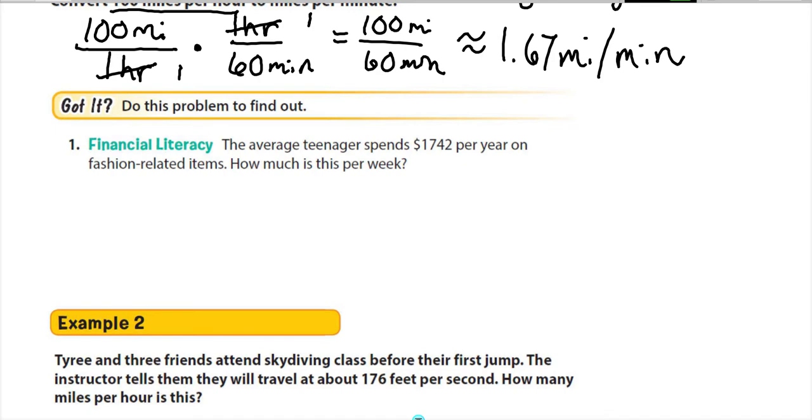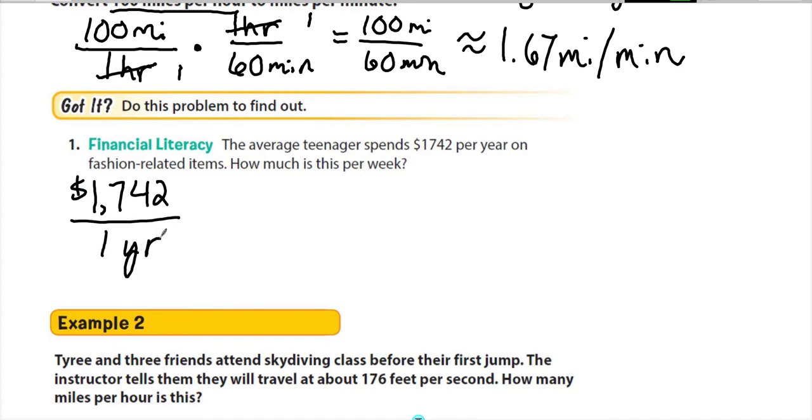Let's take a look. This time it's financial literacy. The average teenager spends $1,742 per year on fashion-related items. How much is this per week? First we have to write the unit rate. So that's going to be 1742, and that's money, so that's dollars, in 1 year, which is YR.